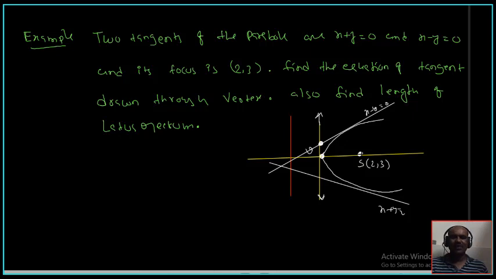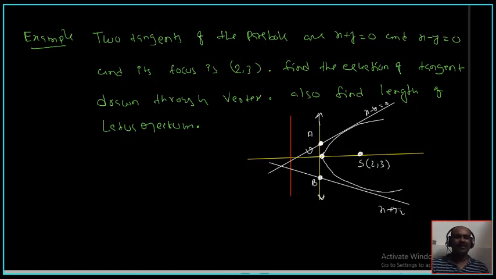Automatically, by using the foot concept, we can find the foot of (2, 3) on the line x minus y equal to 0. The foot is nothing but this point. Similarly, from S I draw a perpendicular on the tangent x plus y equal to 0, and the foot is nothing but this. So indirectly you found two points on the required tangent. By using the two point form, you can find the equation of the tangent. That is not a big problem. Say this point is A and this point is B.